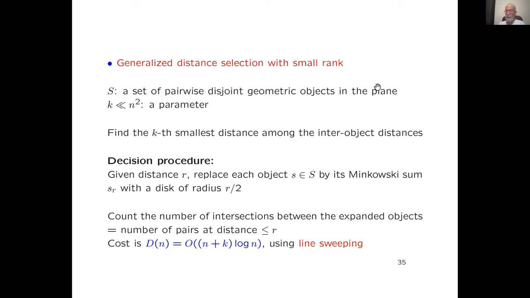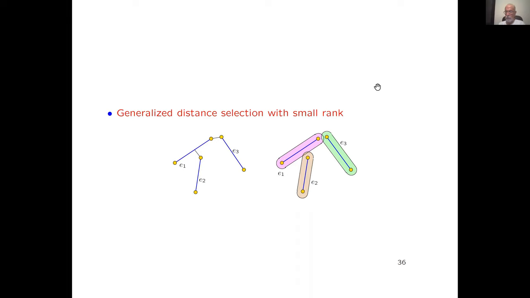The observation here is that the decision procedure can be implemented faster because, again, it corresponds to an intersection problem between the Minkowski sums, as we saw earlier. If we only want k distances, we want k intersections among the Minkowski sums. And we can simply run a line sweeping algorithm that will count the number of intersections and stop if the number is larger than k. And that will take only roughly n plus k time. This is just a reminder of the situation: we take the objects, turn them into Minkowski sums and simply run line sweeping to compute the number of intersections. We have to divide it by two because two such things intersect at two points, they are pseudo-disks, never mind.